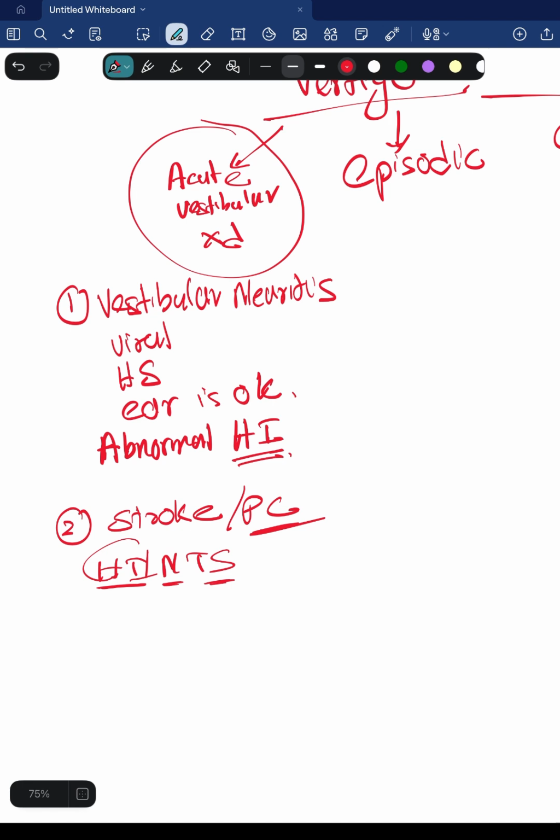The type of nystagmus that you usually get in peripheral vertigo is a unidirectional nystagmus, that is likely to be peripheral. Okay, so direction change in nystagmus is concerning for stroke.